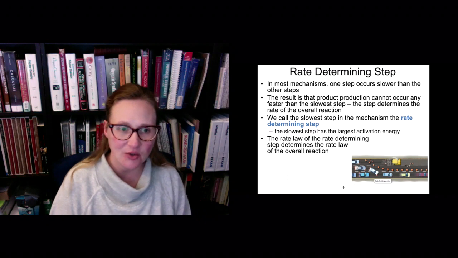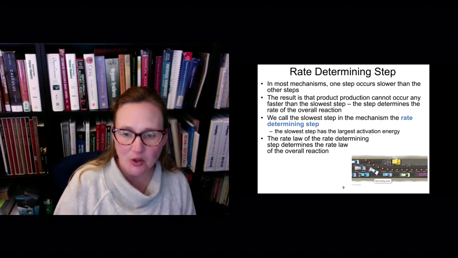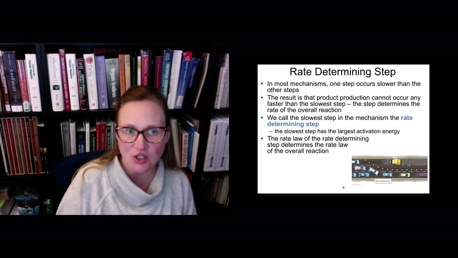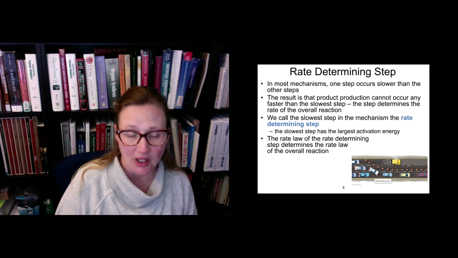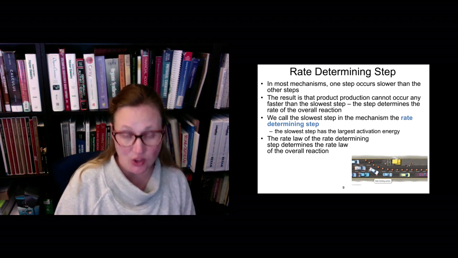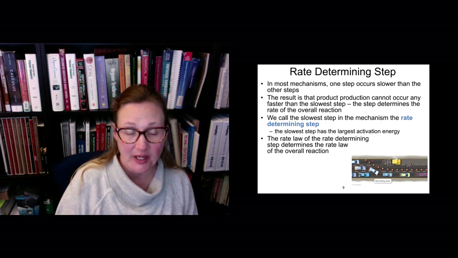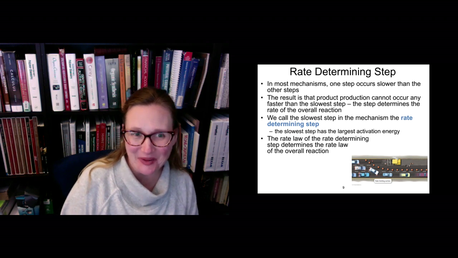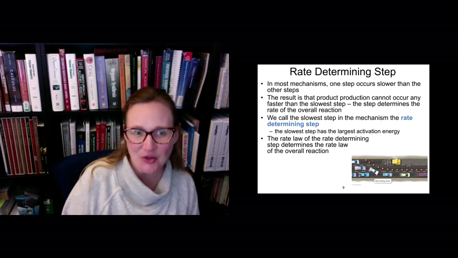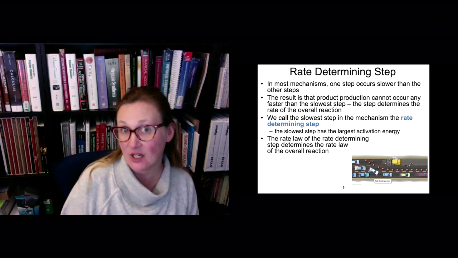Okay, so that leads us into what's called the rate determining step. So in most mechanisms, there is what's called a slow step. And the slow step is what's going to hinder the progress of the reaction or slow down the progress of a reaction. So the product can't form until the slowest step has completed. And that's called the rate limiting step. And because it's the slowest step, it also is going to have the largest activation energy.